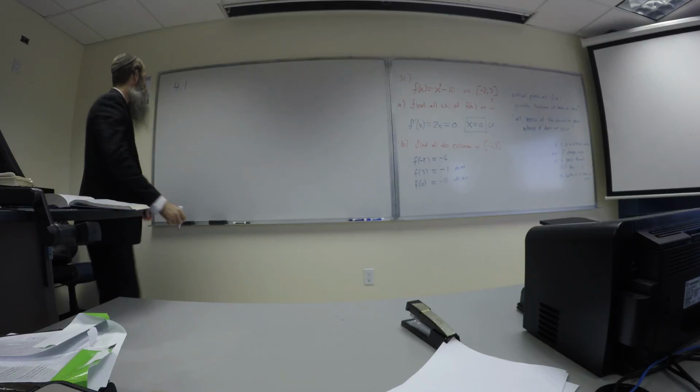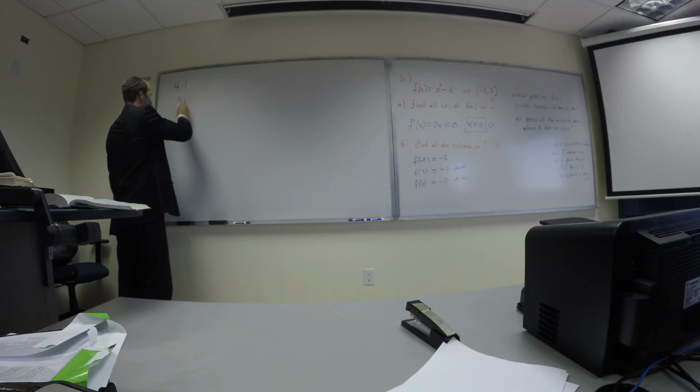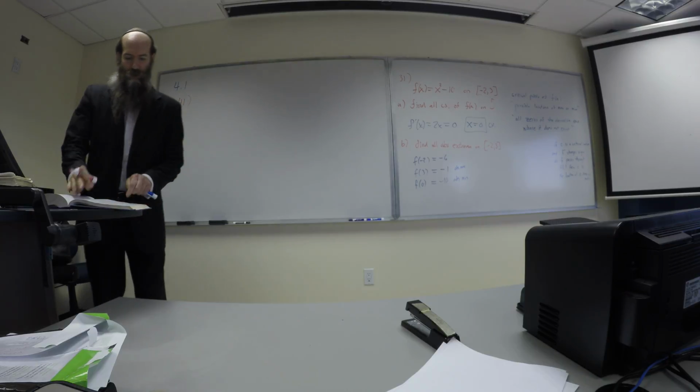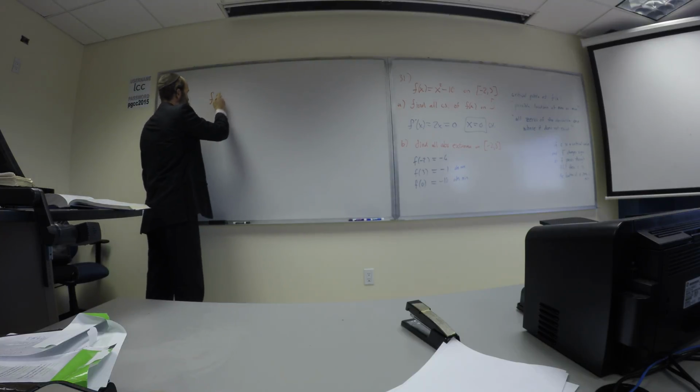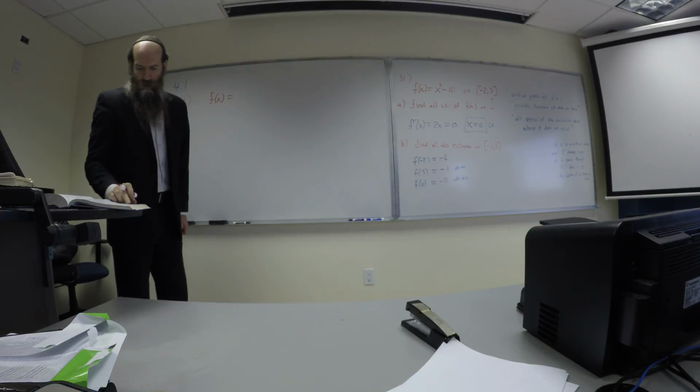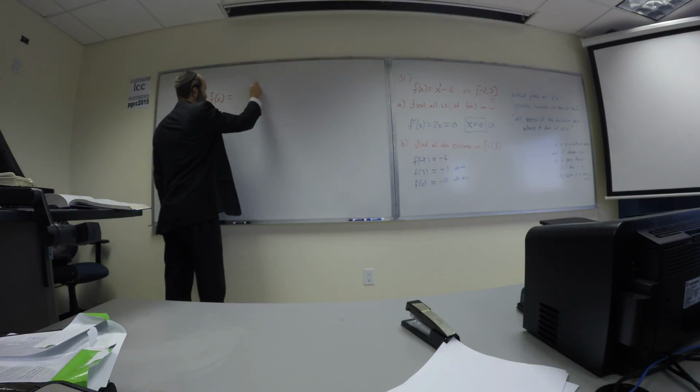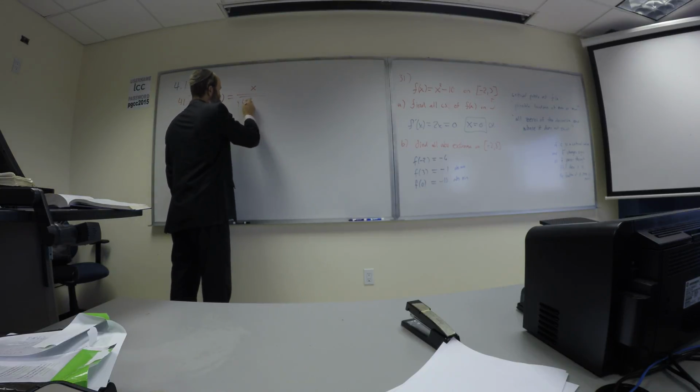41. Same basic idea. Then we need to move on to 42. 41. f of x equals x over the square root of 4 minus x.